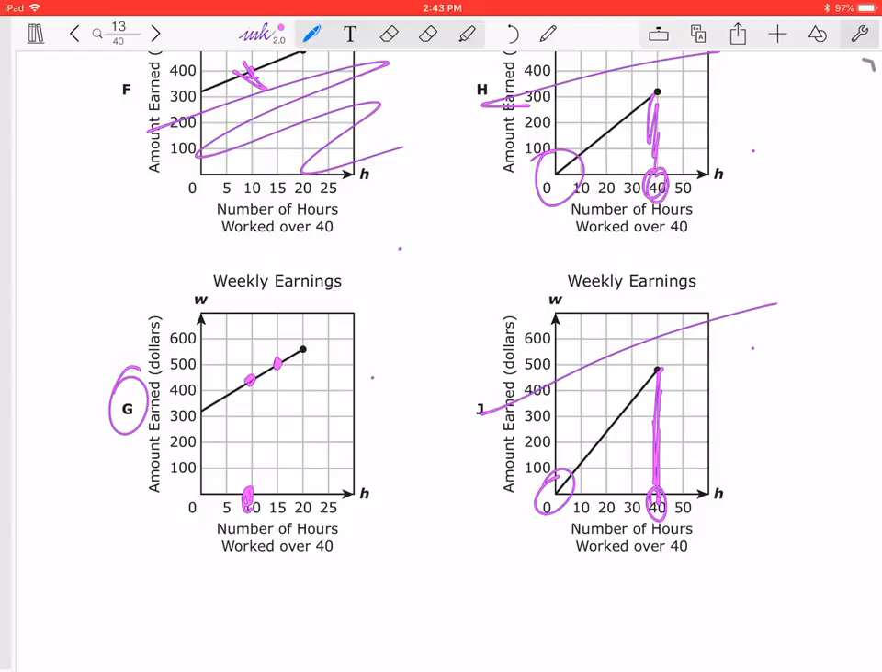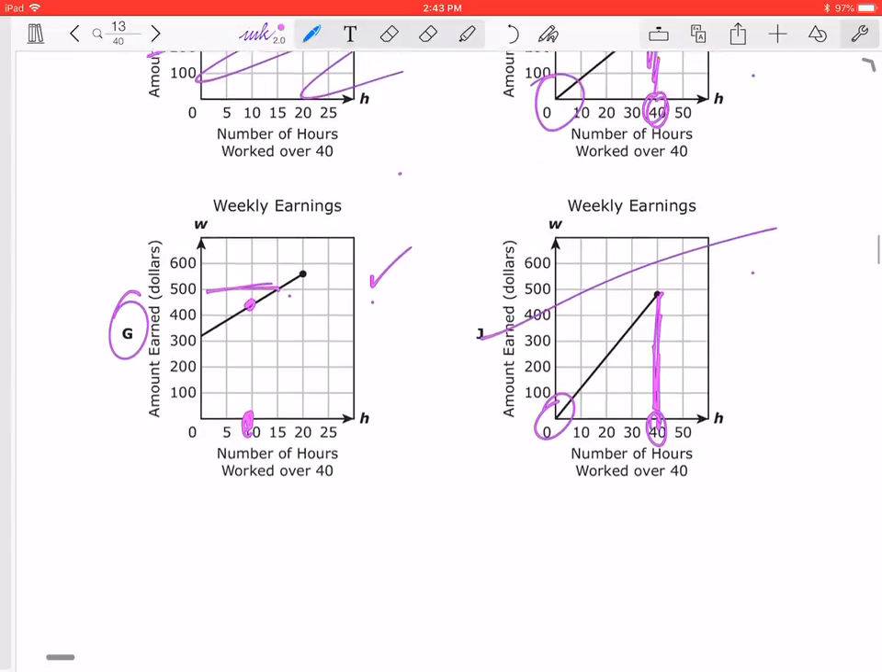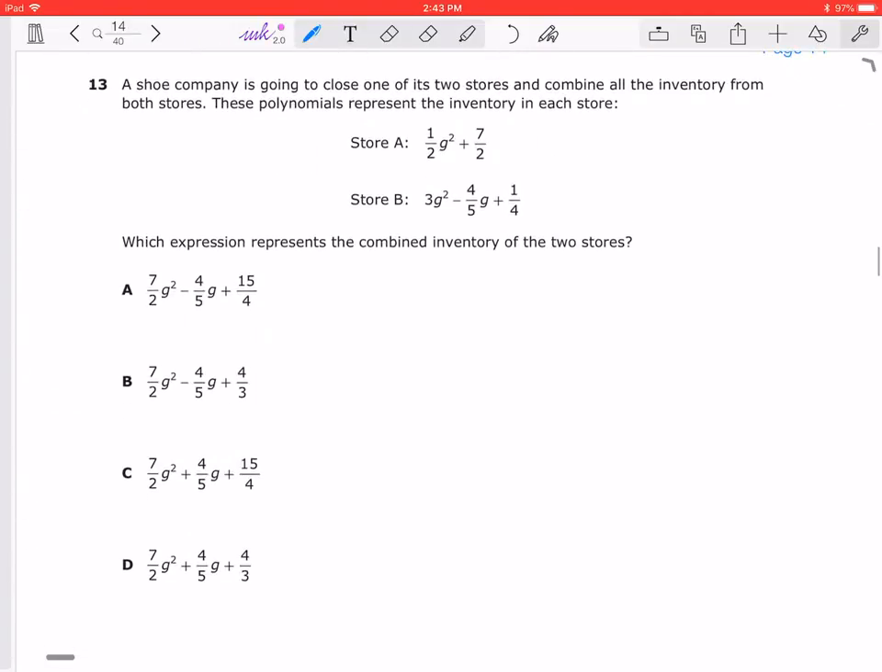Now let's check. So let's do 15 times $12. So that gives 180 plus the 320 he already worked, which gives us 500. So that works in terms of our equation. So we are good to go on that question.